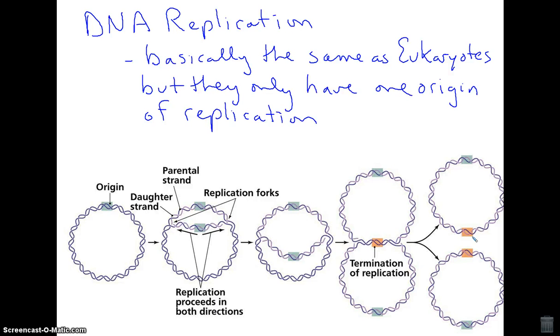The cell will then split through binary fission. It doesn't use mitosis or meiosis, and we've got two new bacterial cells. So this is one of the reasons why bacteria can reproduce so quickly. In some cases, as quickly as every 20 minutes, they can double in numbers.